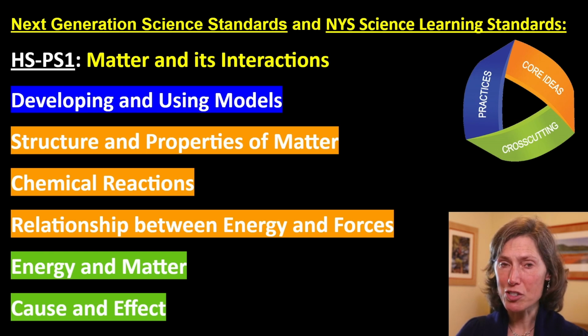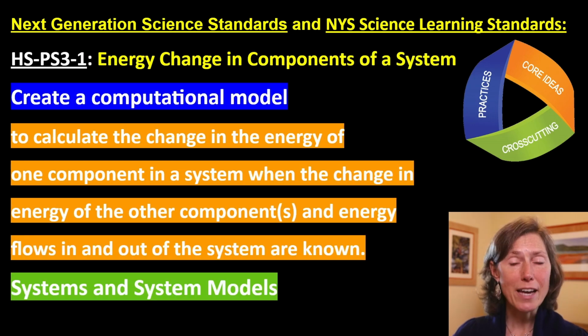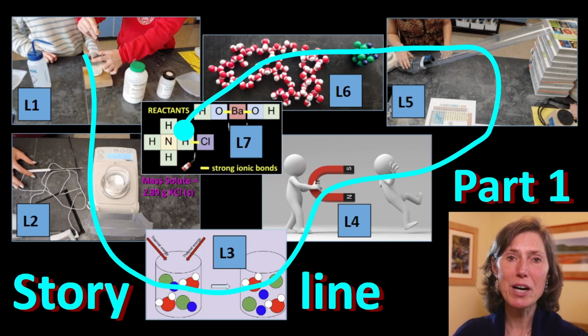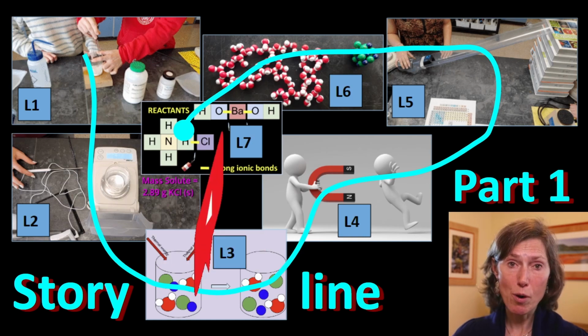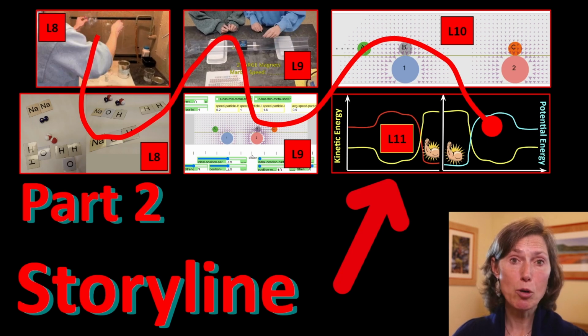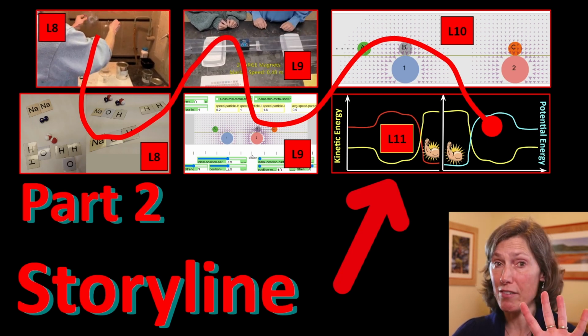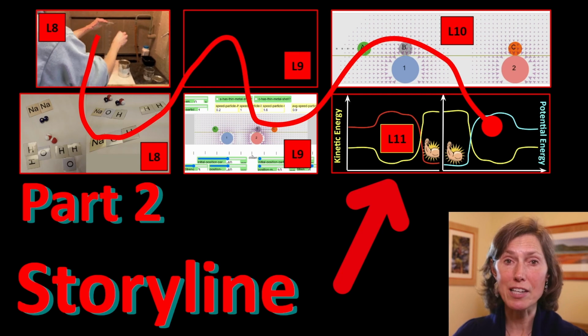This chemical bonding storyline very nicely is linked to the following Next Generation Science Standards, including matter and its interactions, and energy change in components of a system. Part 1 of the chemical bonding storyline encompasses 7 lessons total, and all of them are chronicled in the Storyline playlist. The second part of the chemical bonding storyline encompasses 5 lessons, with the very last one, lesson 12, coming up soon.